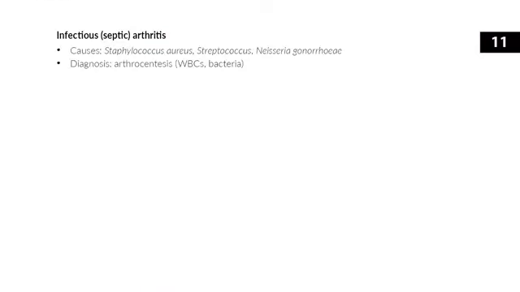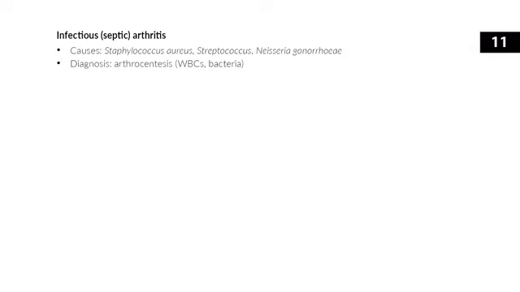How do we diagnose septic arthritis? You need to do an arthrocentesis. If you have any suspicion of septic arthritis, you have to stick a needle into the joint and aspirate some fluid. The fluid is basically pus, and when you look at it under the microscope, you will see a ton of white blood cells, and you might see some bacteria as well.